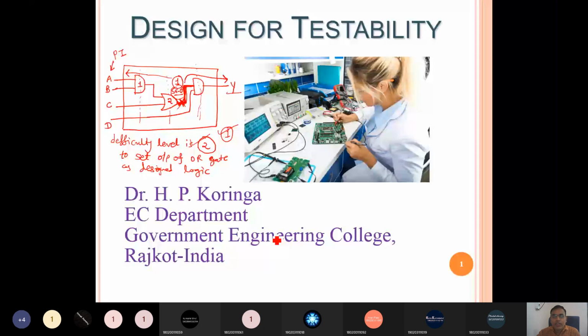Hope it is clear to you all, right? Let us learn one by one, step by step definition, and then we will have some examples to calculate the controllability and observability, and then we will introduce design for testability, right? So before that, we will just do the analysis of the design by calculating the controllability and observability, and later on in the design we will introduce DFT techniques.